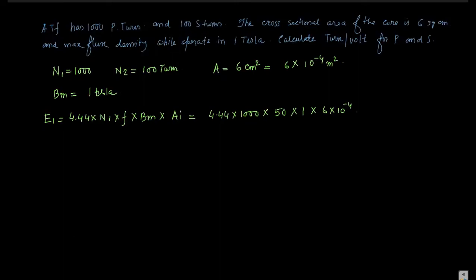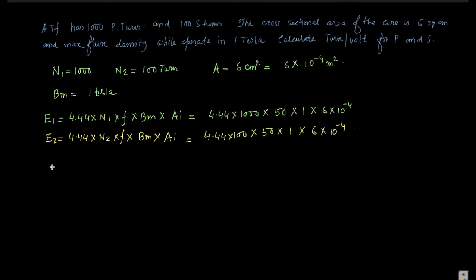So E2 becomes 4.44 into N2 into F into Bm into A, that is 4.44 into 100 into 50 into 1 into 6 into 10 to the power minus 4.